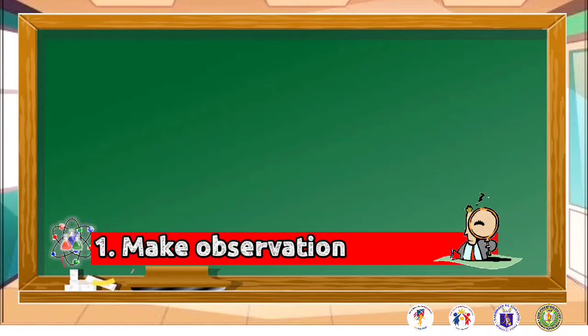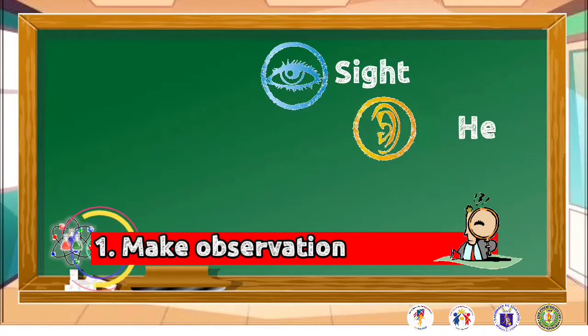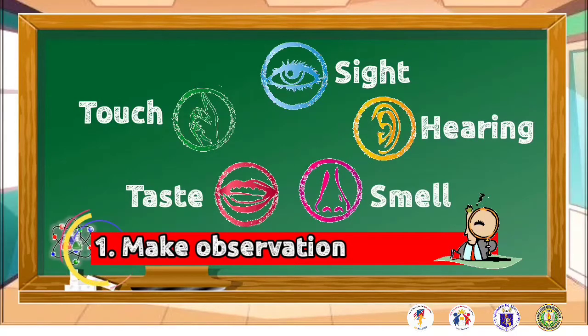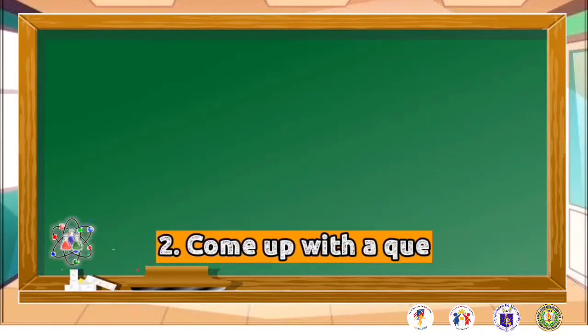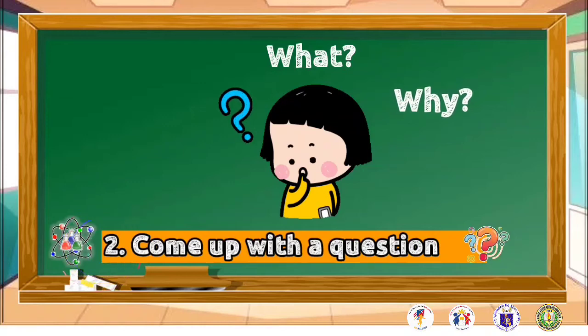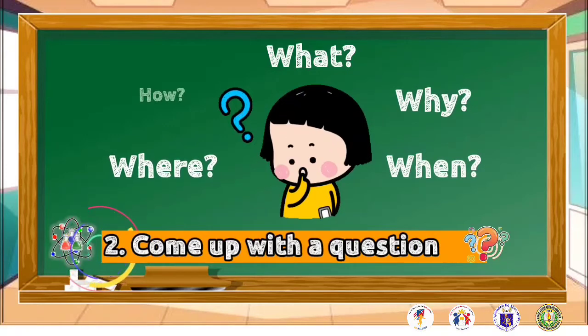Make an observation. This is the first step in the scientific method, where we use our 5 senses, the sense of sight, hearing, smell, taste, and touch, in observing the things around us. Come up with a question. After we observe something, we are going to ask questions about that thing using the WH questions such as what, why, when, where, or how.